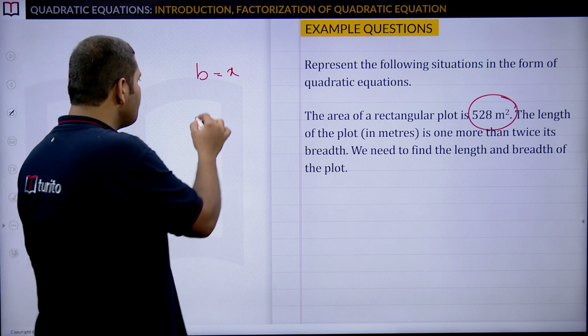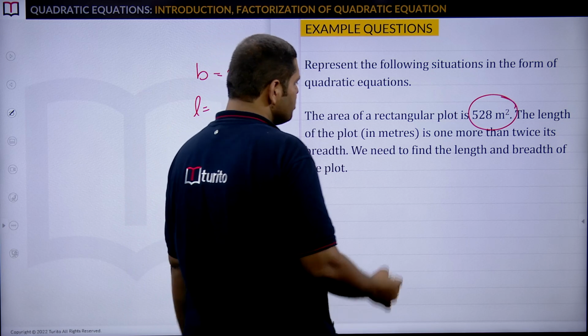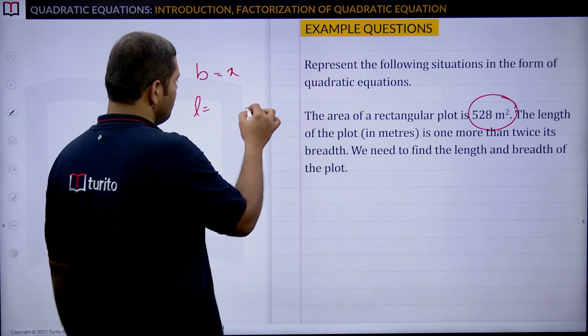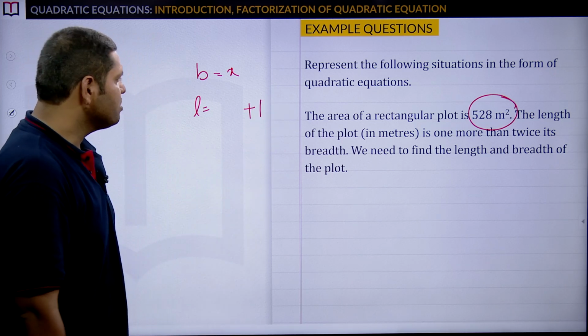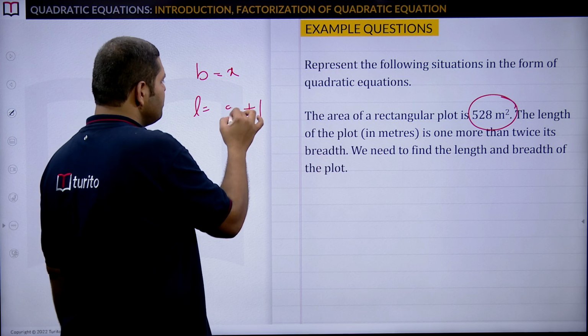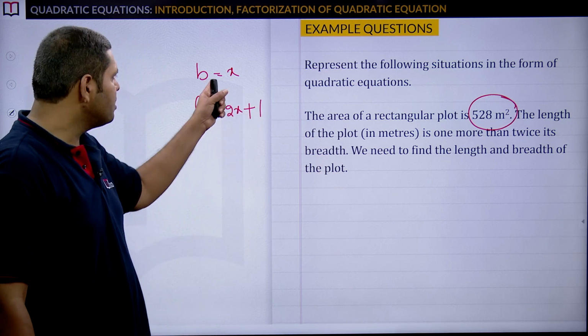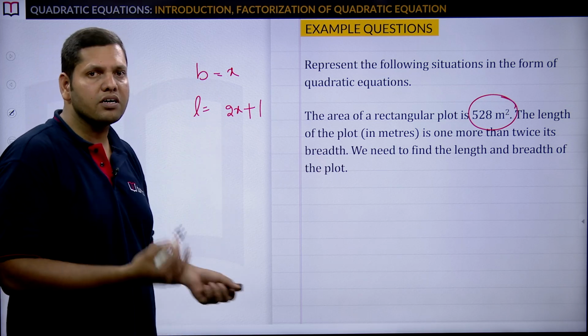So I am taking the breadth as x, children. Then what is the length? How can we write the length? Look at the condition. The length is 1 more than twice its breadth. So 1 more than means plus 1, and twice its breadth means 2x. So if I take the breadth value as x, then the length value will be 2x plus 1. According to the condition I am writing here.